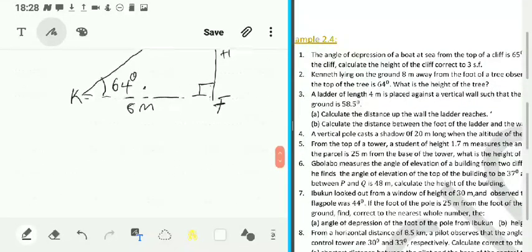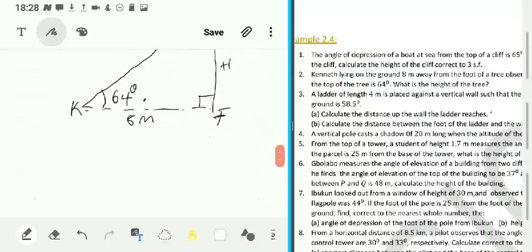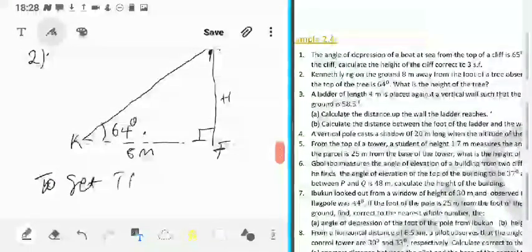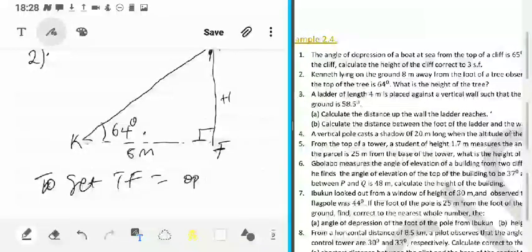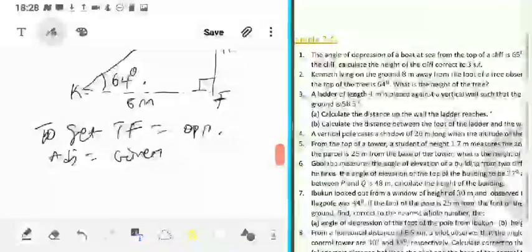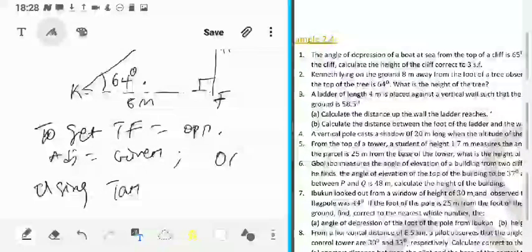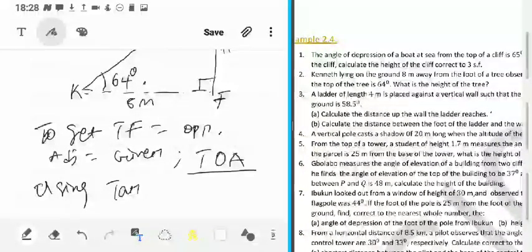So what do we do to get TF? TF is the opposite side, quite similar to what we did before. And the adjacent is what is given. So O and A should feature in our formula. Using what? The tan. O and A should feature in the formula. T corresponds to O, so using the tan ratio.